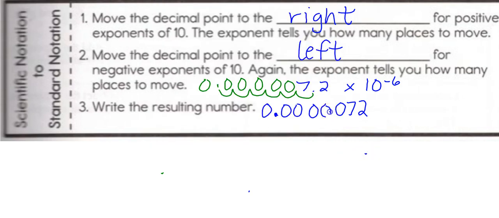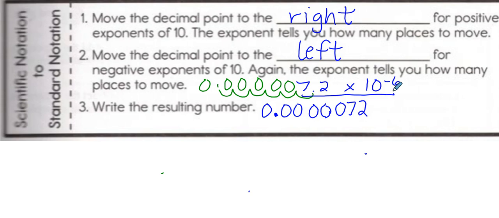Let's see what the place value would be. Tenths, hundredths, thousandths, ten thousandths, hundred thousandths, millionths, ten millionths. So this is 72 ten millionths. Very small decimal. And you notice that takes up less room on your paper to write it that way.